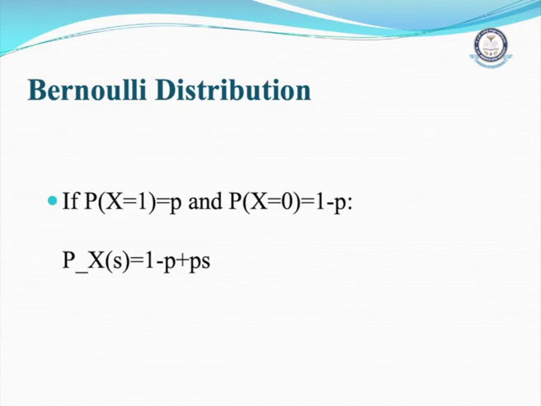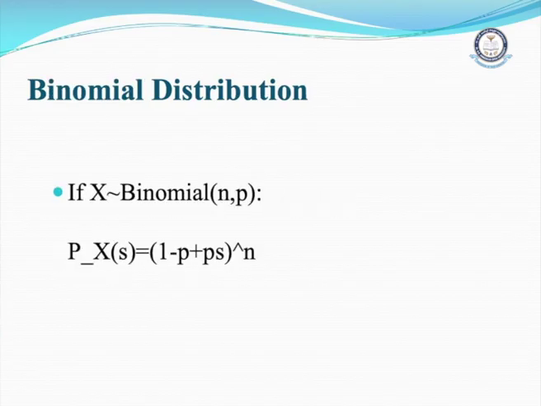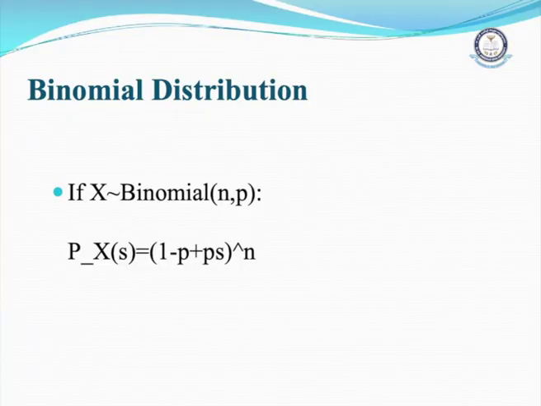Similarly, we are taking another distribution. What is that? Binomial distribution. What is the probability mass function of the binomial distribution? That is nCx p^x q^(n-x). Here n and p are the two parameters of the binomial distribution. Here also we are using this probability mass function through the PGF. Then we get this expansion, that is P_X(s) equals (1 minus p plus p s) whole power n. After solving this, we get the binomial distribution function.